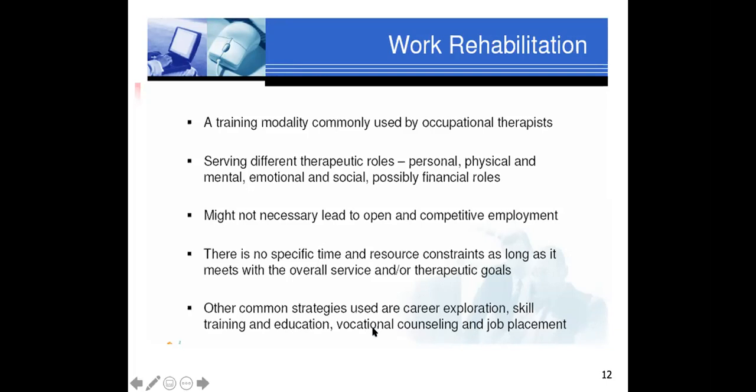So you need to do this. And then you need to do job placement for them. As an OT, sometimes you need to place the job for them. For example, if they use a wheelchair, you want to place them at a workplace. So what are you going to do?